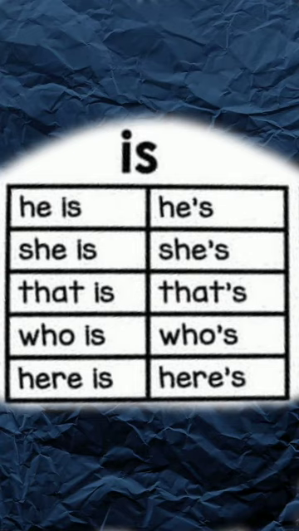In the case of is, you always drop the I, and instead of the letter I you put an apostrophe. That is the same thing you can see in that's, who's, and here's. Here is becomes here apostrophe s, here's.